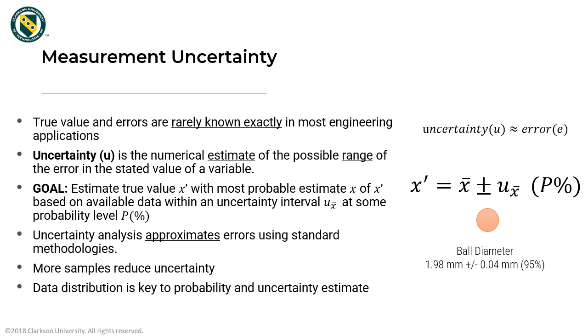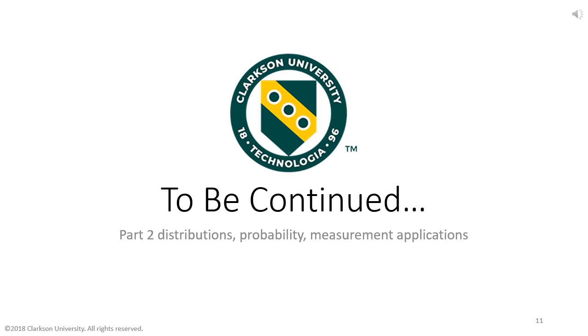But how specifically does that influence the uncertainty range and the probability? We need to better understand how data is distributed to confidently state uncertainty. We'll continue this discussion in the next module, looking more closely at distributions, probability, and measurement applications.